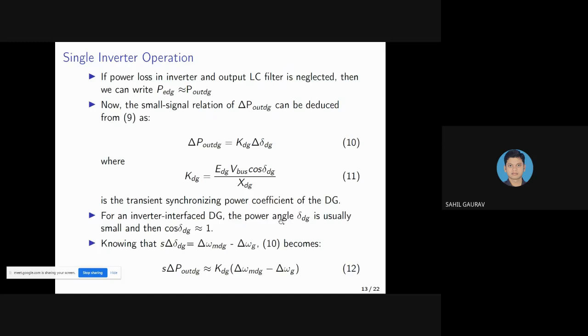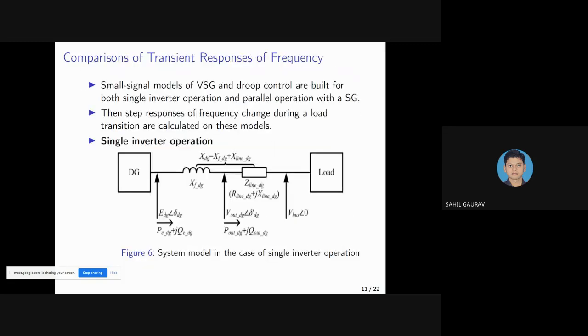Now if the power loss in the power devices of the inverter and in the output LC filter is neglected, then we can consider P_EDG equal to P_out,DG. Here you can see this P_EDG becomes equivalent to P_out,DG if the power loss in the power devices of the inverter and the output LC filter is neglected.